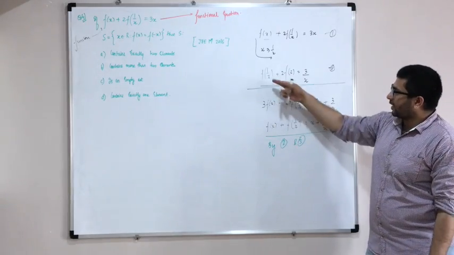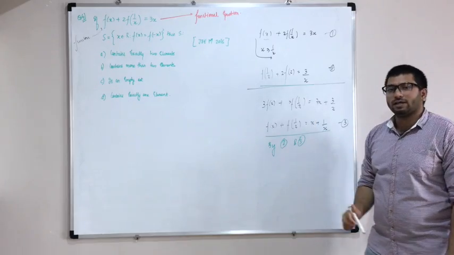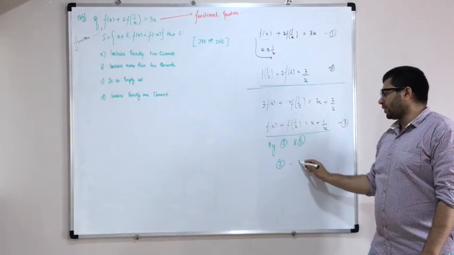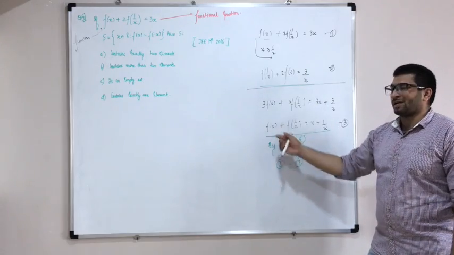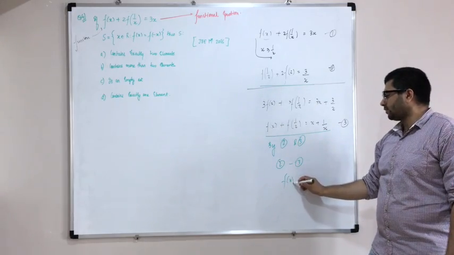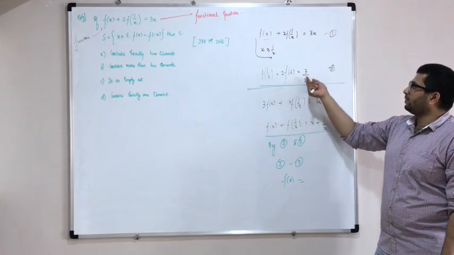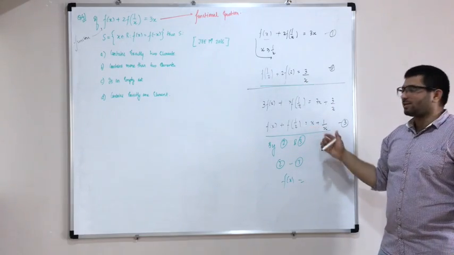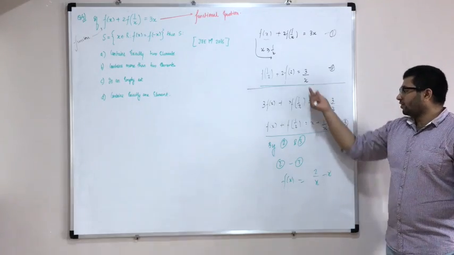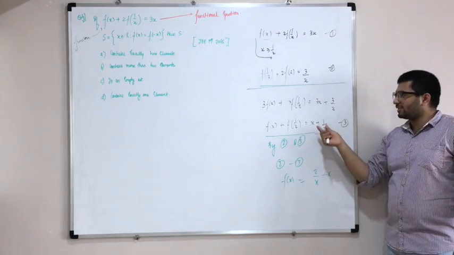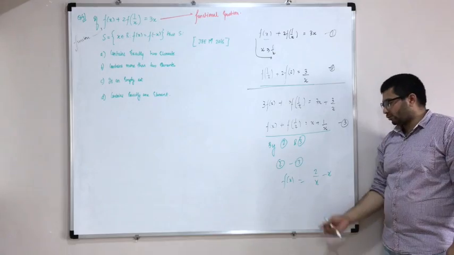See if you subtract this from this, so 1 by x will get cancelled. So if I do equation 2 minus 3, what will I get? F of 1 by x gets cancelled. 2 f of x minus f of x is f of x is equals to, this will be 3 by x minus 1 by x. So you will get 2 by x minus x. देखो 3 by x minus 1 by x will be 2 by x minus x हो गया. So this is what you have.